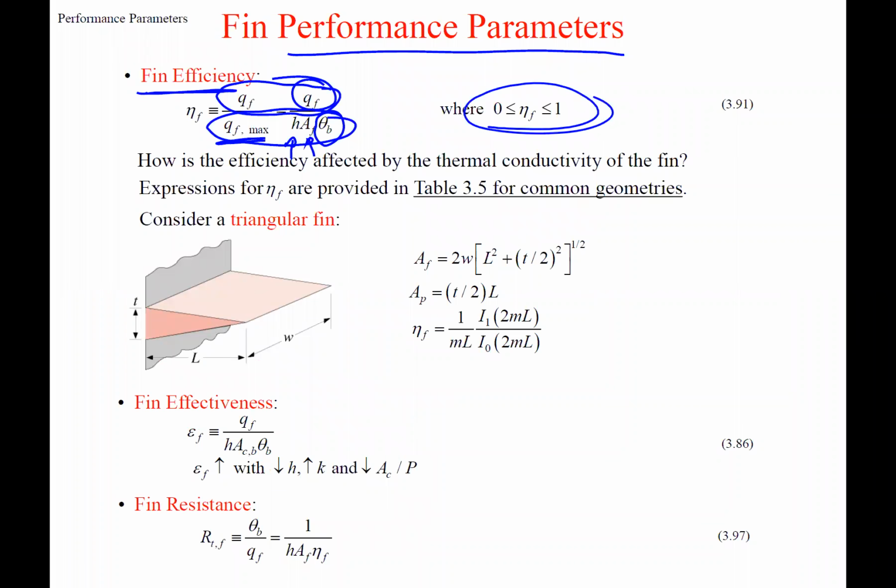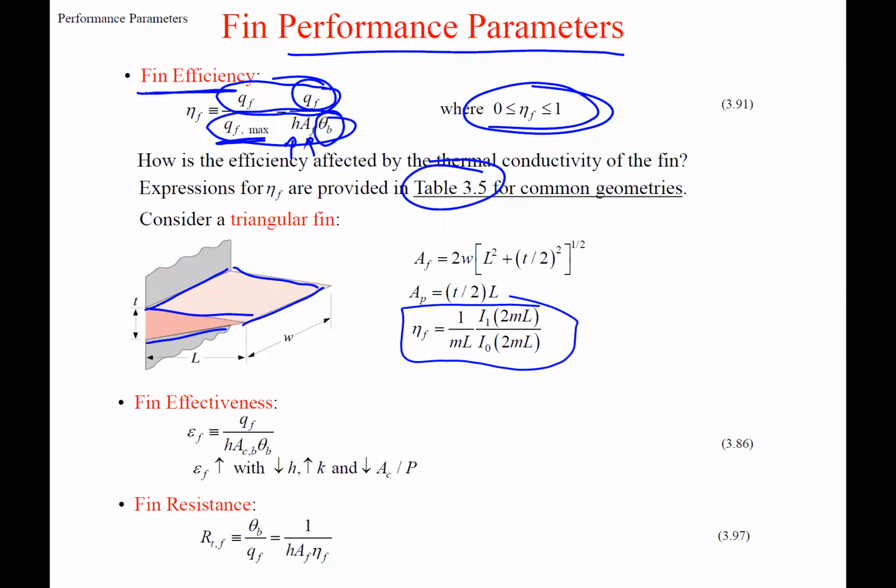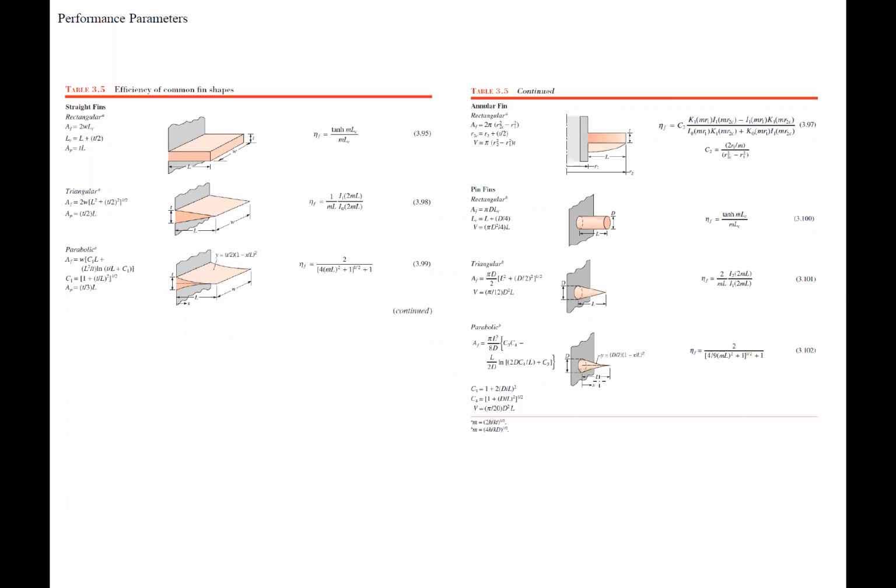So this one goes from 0 to 1. This is fin efficiency. And in table 3.5 they've solved for a lot of these fin efficiencies for these different types of fins. Here you see a triangular fin, and they give you an equation for the fin efficiency. These last two things, I'll get to in a second. I'm going to go to the next slide and then I'll come back. So here I show you table 3.5. Here's our triangular fin that was in the last slide. That's the example that was given, but we have all these other ones.